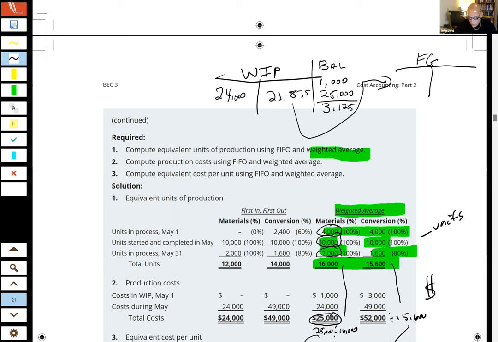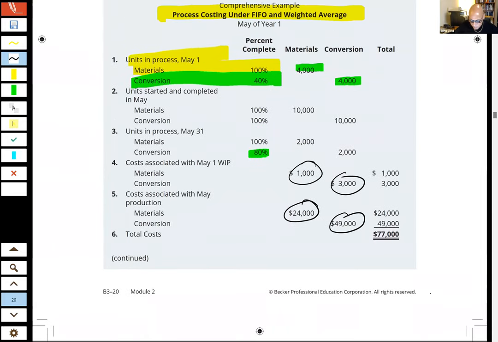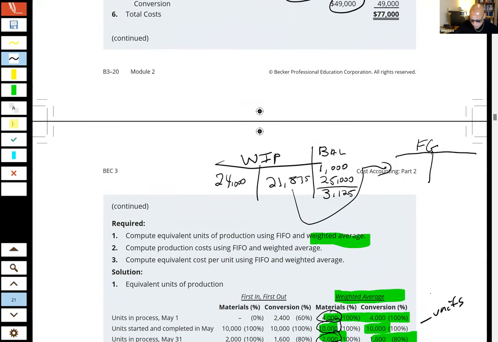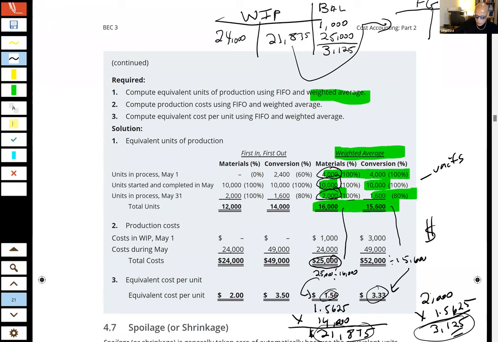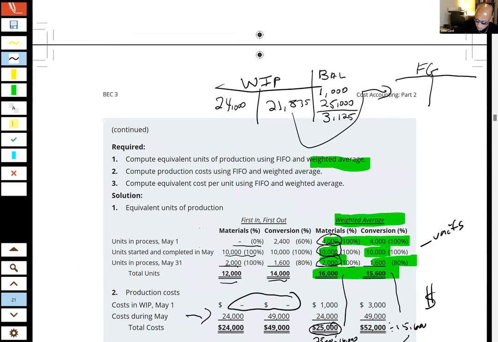Now, that was the weighted average method. If you're dealing with first in, first out, what's going to happen? Notice, guys, I don't give myself any credit for that work because they were 100% done for materials, right? The units started and completed were 10,000. They were 100% done as to materials, 80% done as to conversion costs. This is the big takeaway: I only add the costs that I added this period, because I am not giving myself credit for anything I did last period.